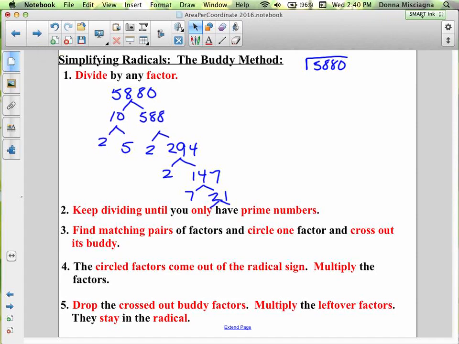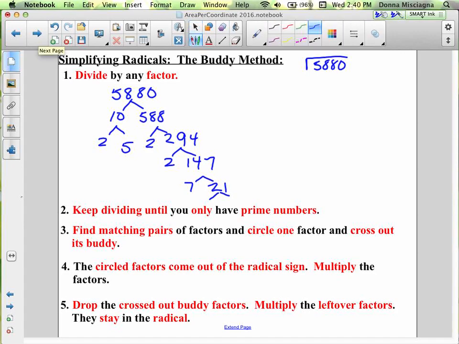Let's just move everybody up just ever so slightly so I can squeeze in the last 2. And by the way, the order that I chose to divide in does not matter. So I could have divided by 2 the whole time until I ran out of 2's. Or I could have said, okay, 5 plus 8 is 13, and 13 plus 8 is 21. 21 is divisible by 3, therefore 5,880 is divisible by 3. Does not matter what number you start with, so long as you take it down to its prime numbers.